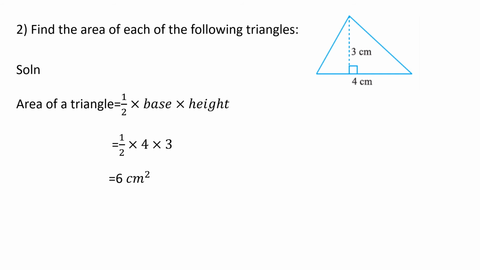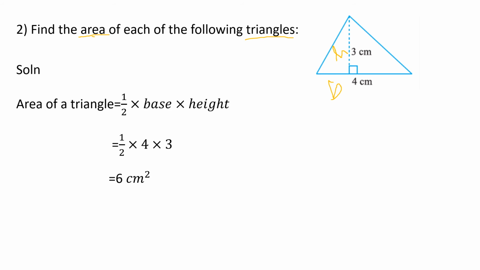Find the area of each of the following triangles. So what you want to find out? You want to find the area of a triangle. What is the formula? Area of a triangle, 1 by 2 into base into height. So they have given a triangle. What is base? Base is 4 centimeter. And what is height given? 3 centimeter. So write down the formula.